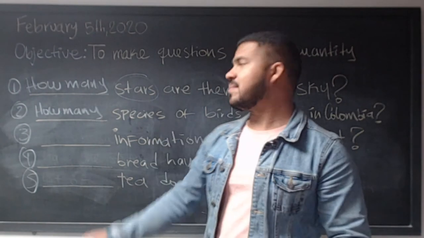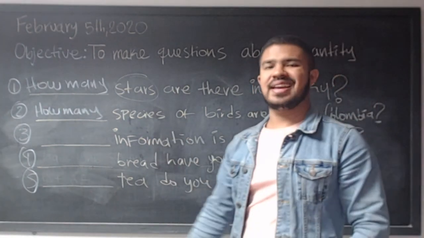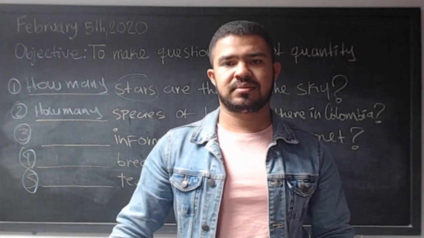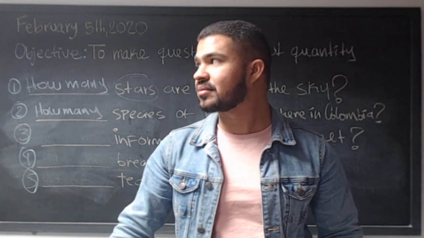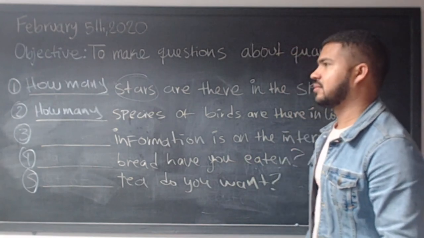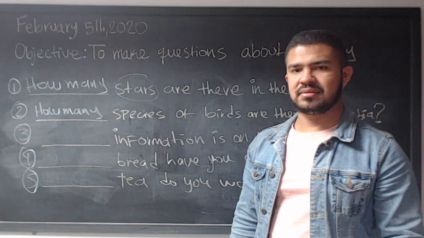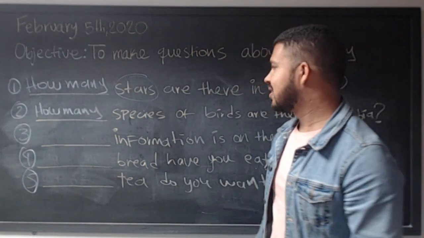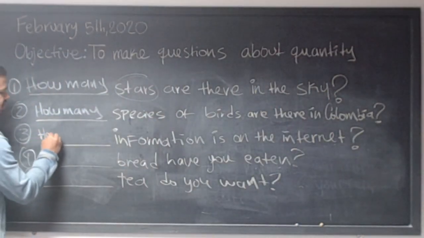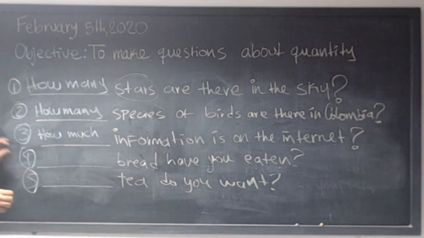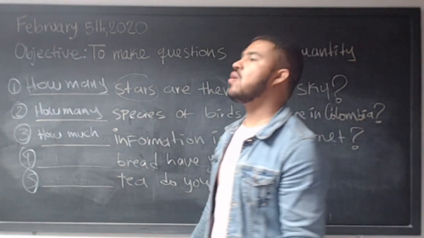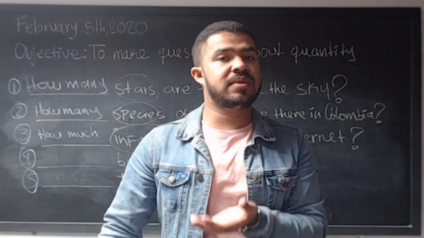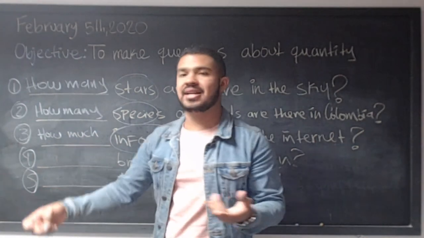Number three: information is on the internet. So complete with how many or how much? Benjamin, how much information is on the internet? Very good. How much information is on the internet? So, how much information? Information is uncountable. Guys, I can't count the information, okay? So that's uncountable, and I use how much for asking about it.